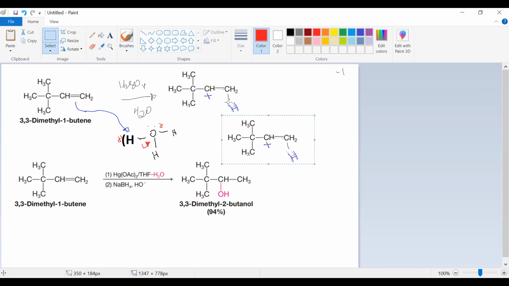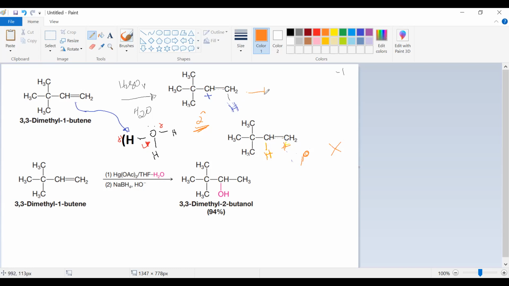Instead, you will get, if we form a bond here, and this one is positive. Is that clear? Okay, this is the positive. And this is a 1 degree carbocation, but this one is a 2 degree carbocation. So we'll choose this and not this one, because this is a 1 degree carbocation. This follows Markovnikov's rule.